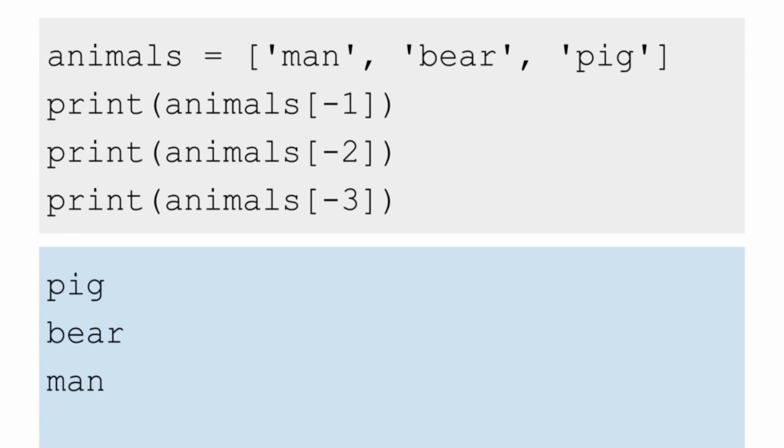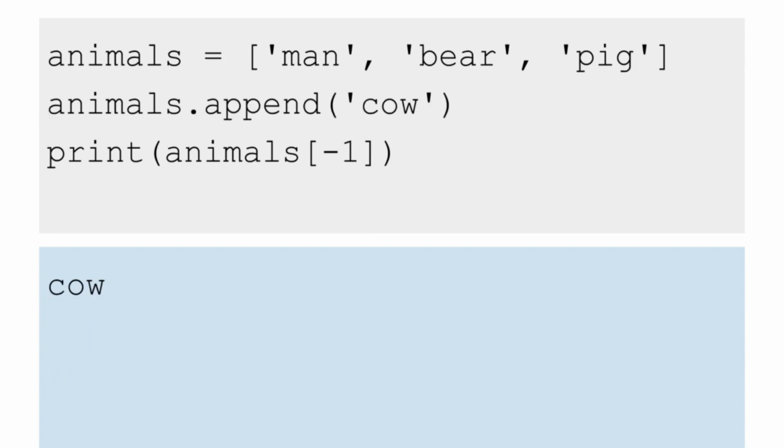You can access items starting at the end of the list by using a negative index. The -1 index represents the last item in the list. -2 represents the second to the last item, and so on. So here we print the list of man, bear, pig in reverse order by printing animals at index -1, which is the last item on the list, animals at index -2, which is the second to last item on the list, and finally animals at index -3, which is the third item from the end of the list.